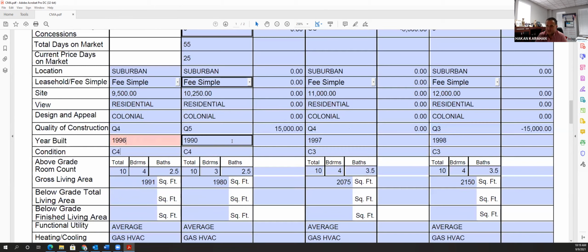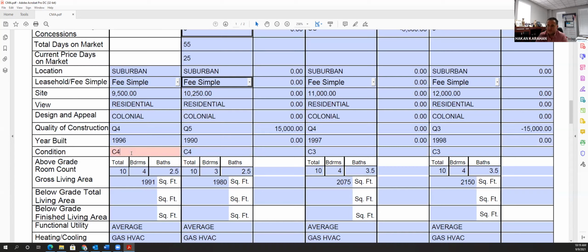So here's the age of the properties. If you are doing a BPO, then you would probably give them $100 per year as a credit. But on the comps, on the appraisal reports, they will not do any adjustments on these.